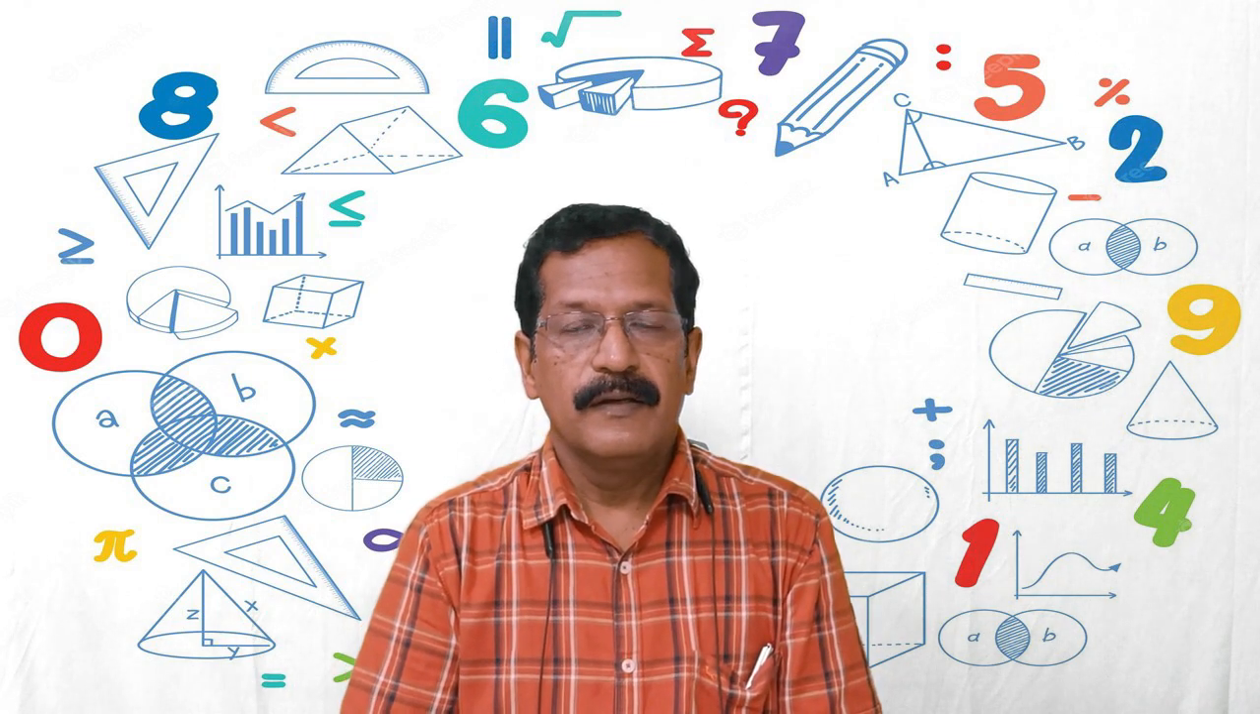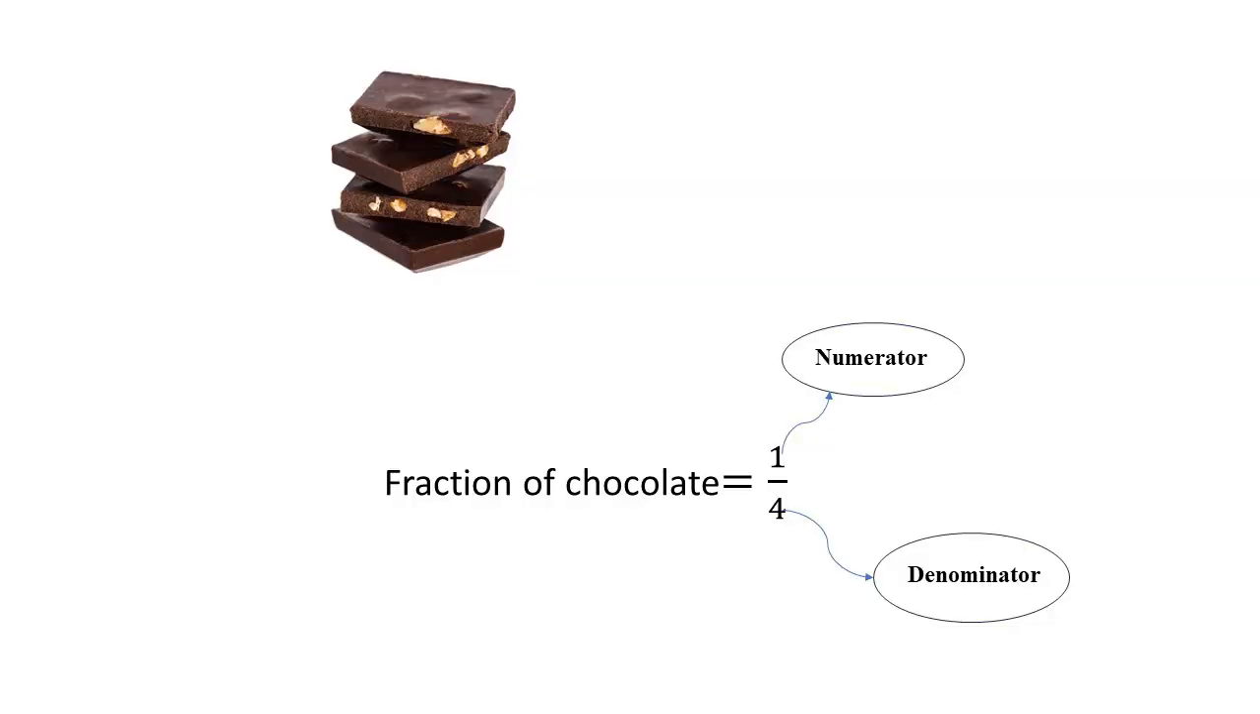Suppose a chocolate is divided into 4 equal parts. Then one part is 1/4 of the total 4 parts. So it can be written as 1/4. Here 1 is called the numerator and 4 is called the denominator. Whatever we write above the slash is read as the numerator and below is known as the denominator.